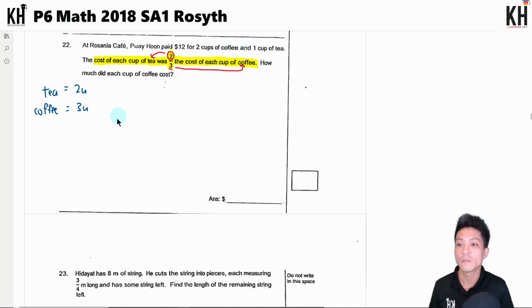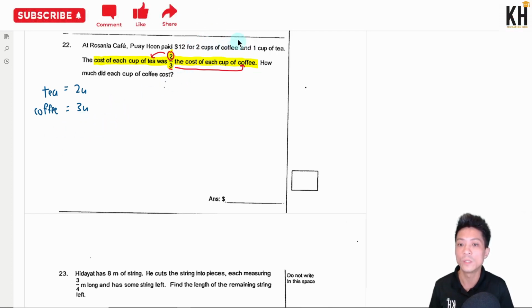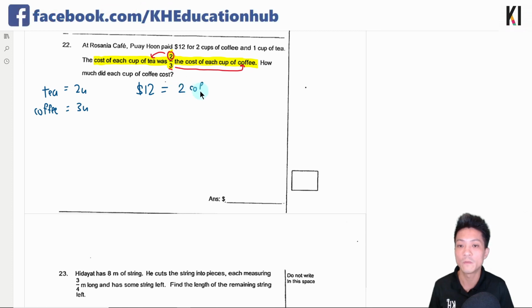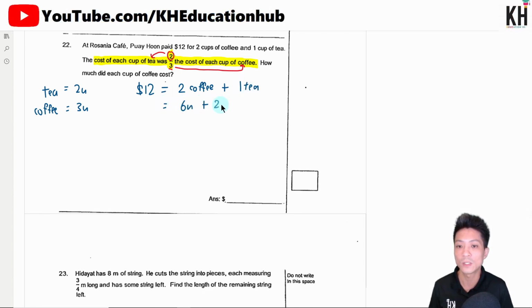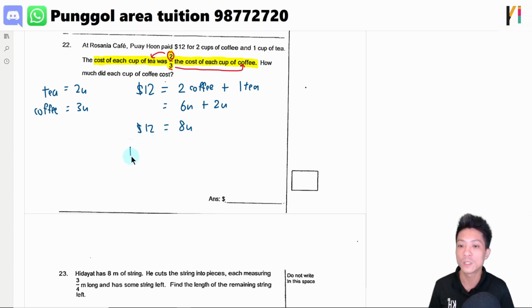So 2 cups of coffee will be equal to 6 units, right? And 1 cup of tea. That means $12 is equal to 2 coffee plus 1 tea, which is 6 units plus 2 units. So $12 is equal to 8 units. So I want to find what is 1 unit. 1 unit is basically $12 divided by 8.